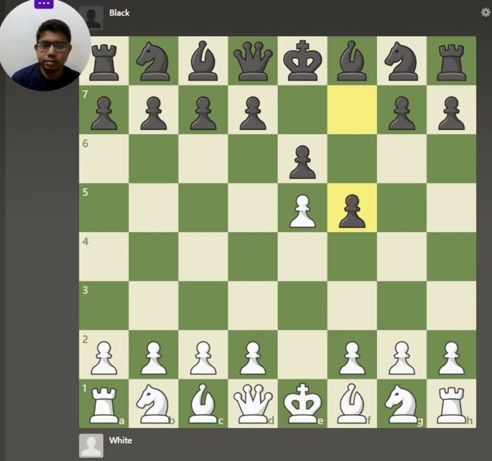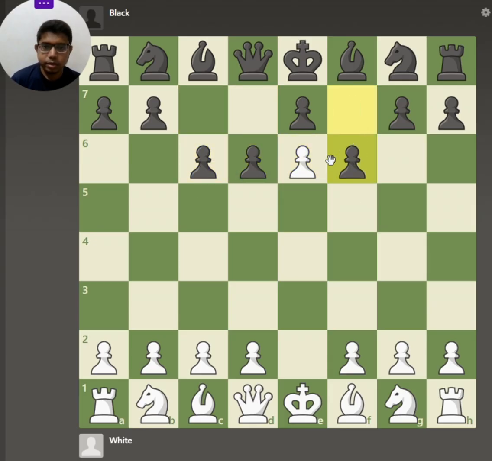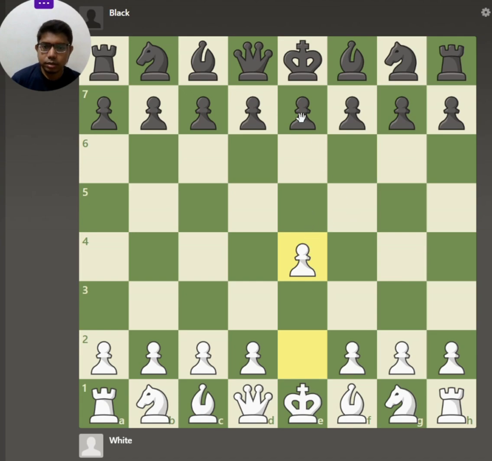Let's try it another time. If the position is something like this, it doesn't work. If it comes here, then here, it doesn't work. We can't capture this way. So it only works in that condition, either way. So this is called en passant.